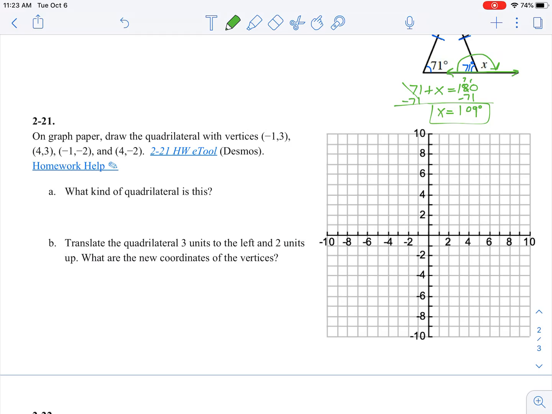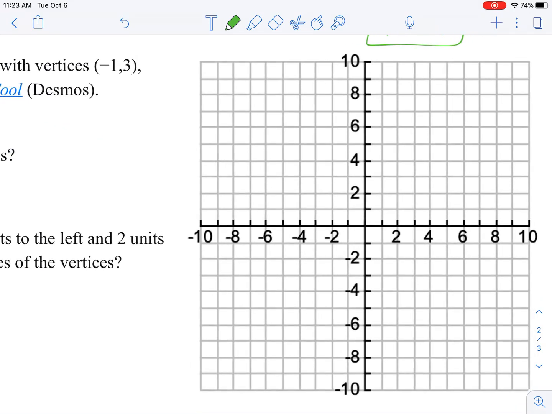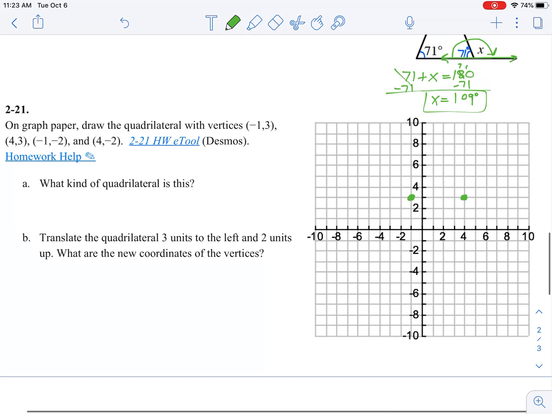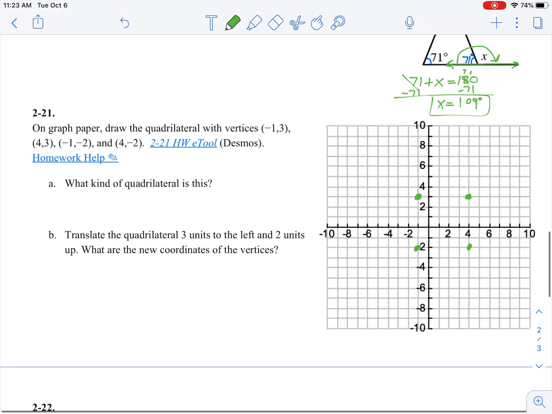All right, for number 21 on the graph, we want to draw the quadrilateral with these vertices: (-1, 3), then we have (4, 3), (-1, -2), and (4, -2). Draw the quadrilateral. A quadrilateral has 4 sides, and this does have 4 sides. What kind of quadrilateral is this? This wants us to be specific.